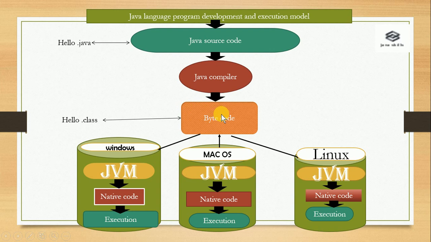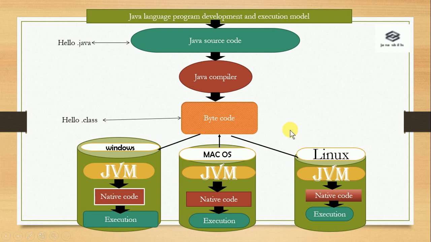Once the bytecode is generated, if we are using Windows as the OS, whatever JVM is already installed in the OS will run it and give native code, then execution. If our OS is Mac, the JVM of Mac will execute the native code, and then execution is done. If we are using Linux, then the JVM of Linux will be responsible to execute the bytecode and execute the program.